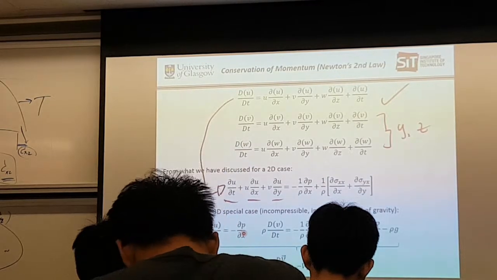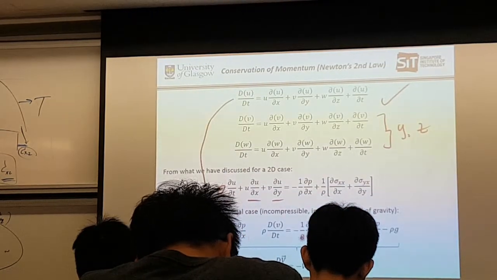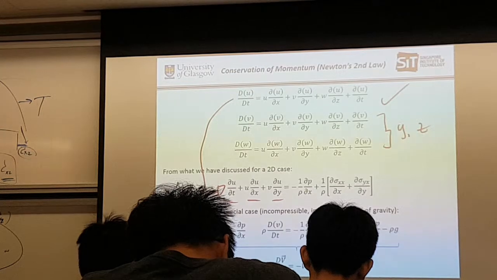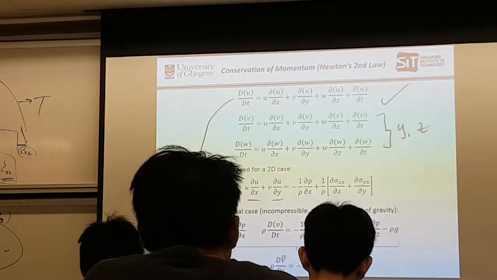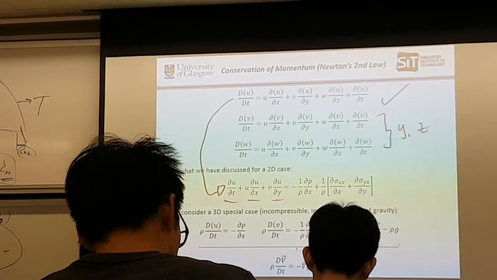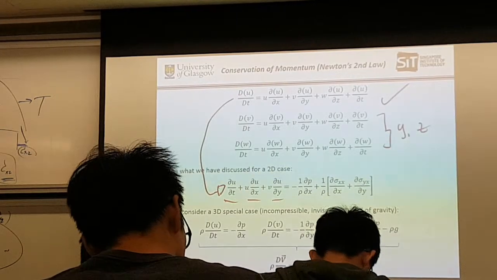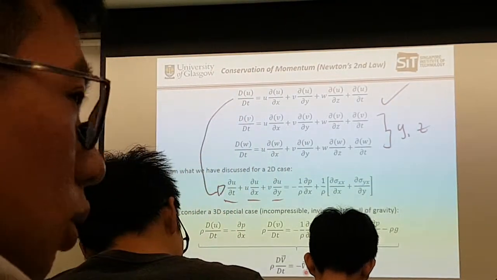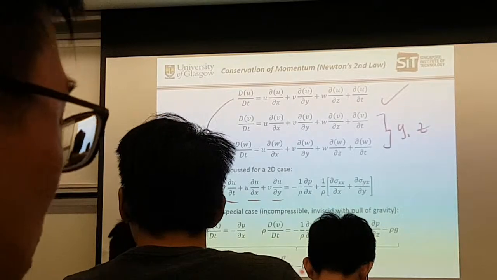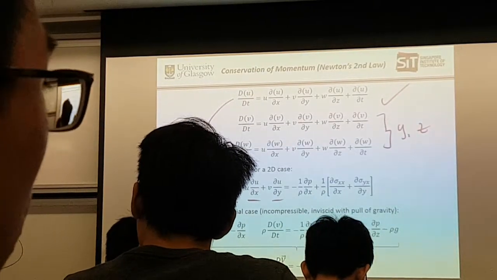Now you can see there's a delta P delta X, delta P delta Y, and delta P delta Z. What is this? This is a grad of a scalar field. So I can write this as grad of a pressure field, which is a scalar field here. The gradient of a scalar field, because pressure is a scalar quantity.